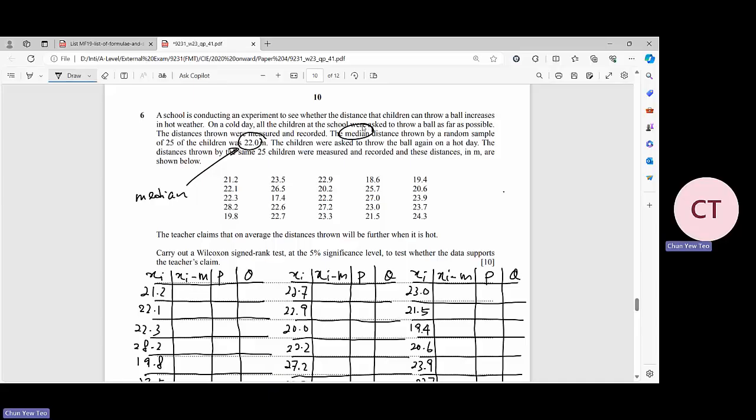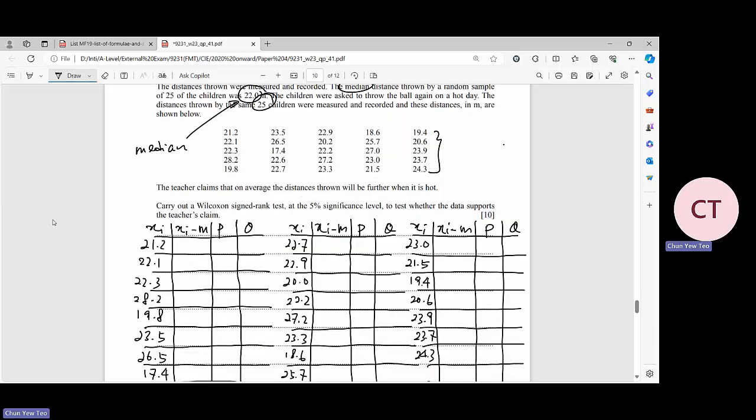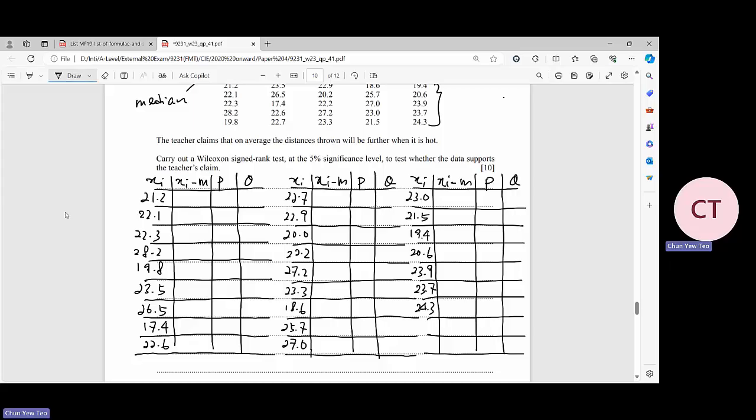So what the question mentioned is the median. The children were asked to throw the ball again on a hot day. The distances thrown by the same 25 children were measured and recorded, and these distances in meters are shown below. So these are the table below here. We have 5 sets of data, so it's quite long. To save time, I already built the table earlier, and this M over here represents the median, 22.0.